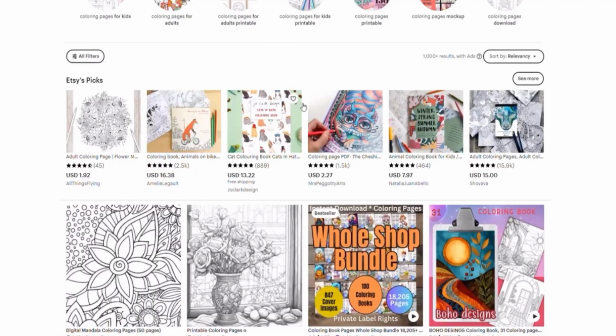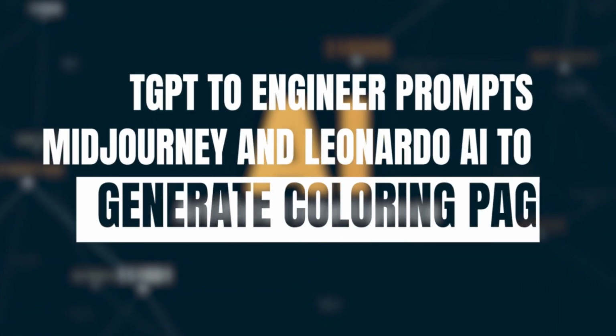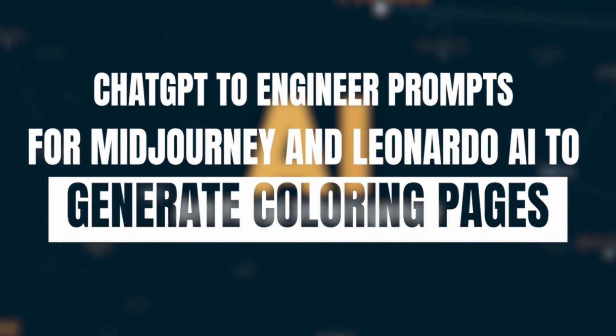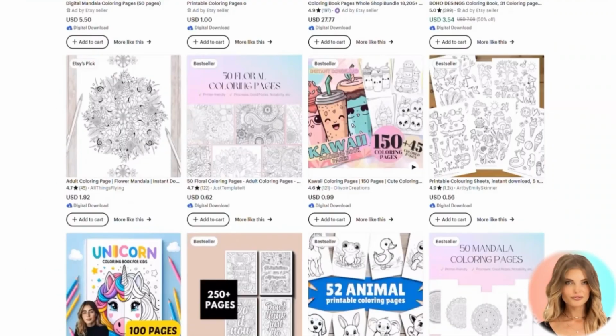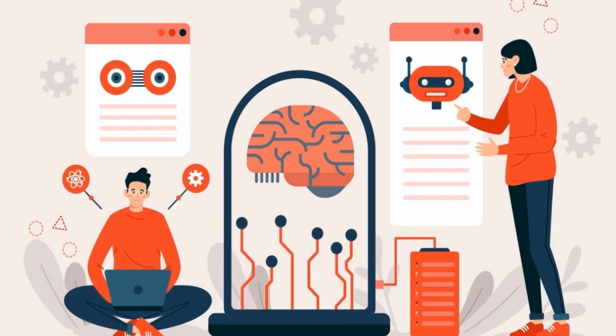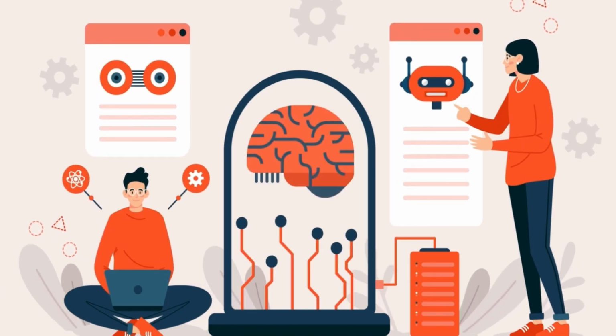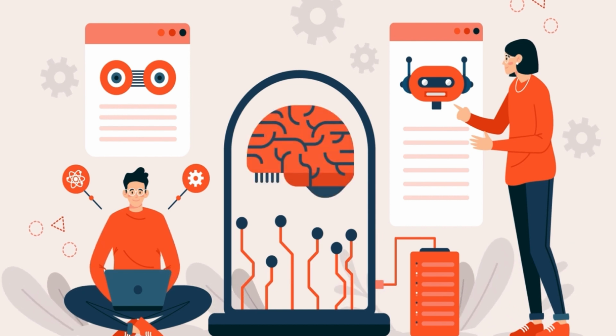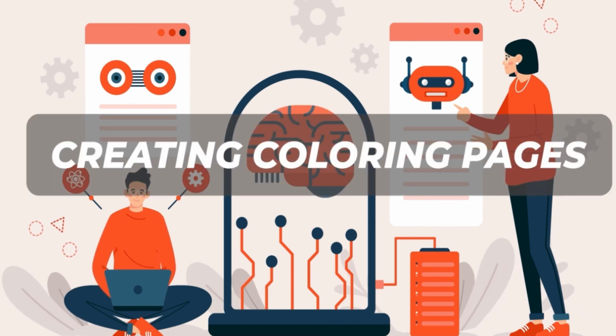Well then, welcome back, in which we're going to create a coloring page, or a bunch of coloring pages, using the power of artificial intelligence. So here, if you notice, on Etsy, we have a bunch of coloring pages. As a matter of fact, you can even create an entire book and sell it. But in this particular video, we're going to explore the creation of coloring pages.